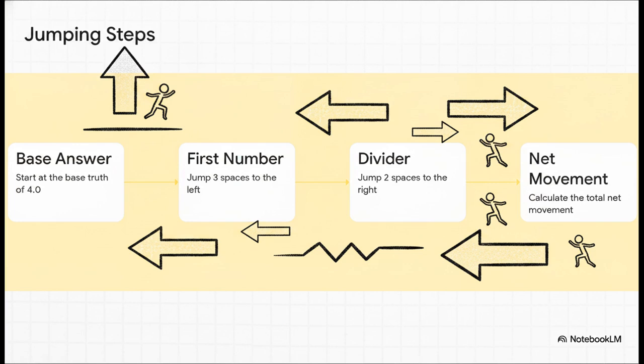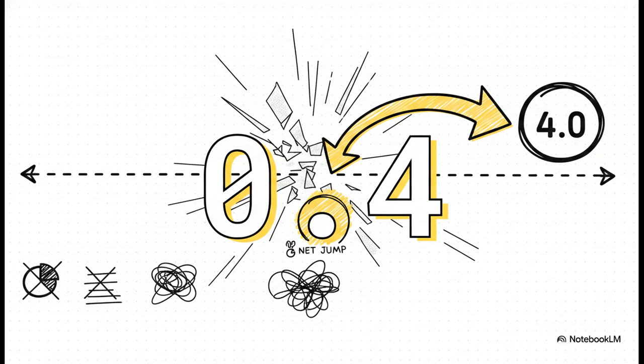So the real trick is just combining these forces. Step 1, we start at our base truth answer, which is 4.0. Step 2, the first number commands us to jump 3 spaces left. Step 3, but wait, the divider fights back and commands us to jump 2 spaces to the right. Step 4, we just calculate the net movement. If you go 3 steps left and then 2 steps back to the right, your total net movement is just 1 single space to the left. And there is our elegantly simple solution, 0.4.